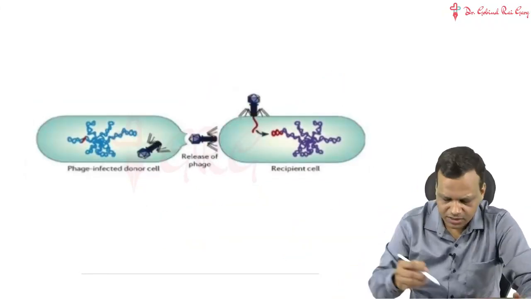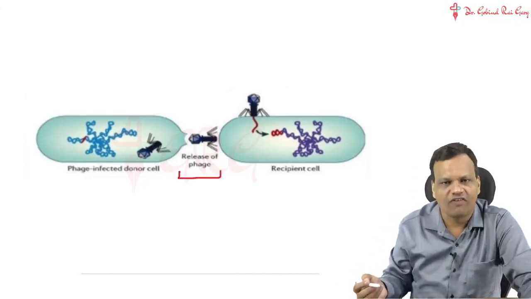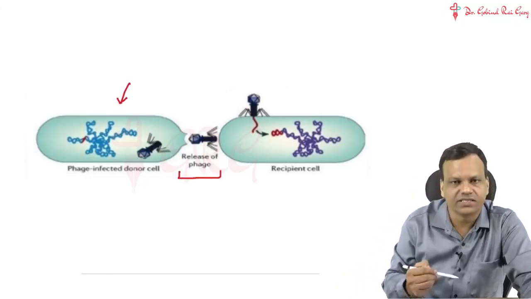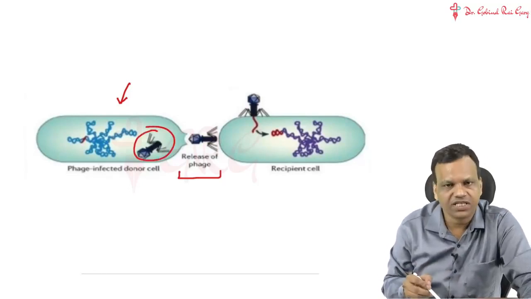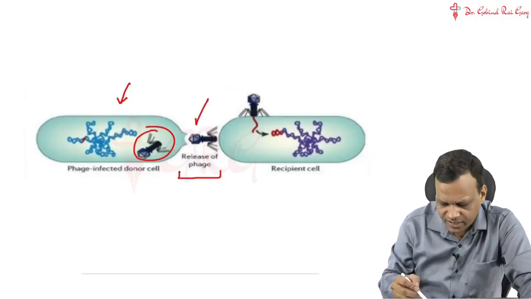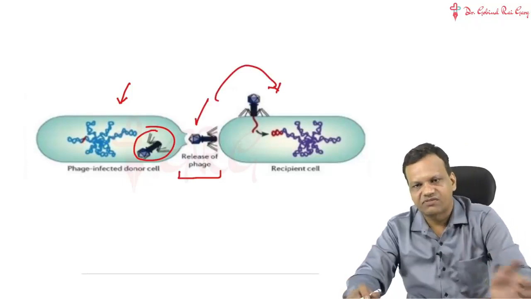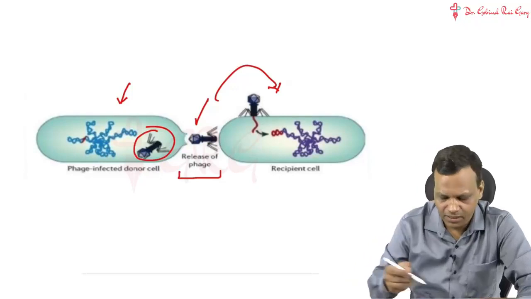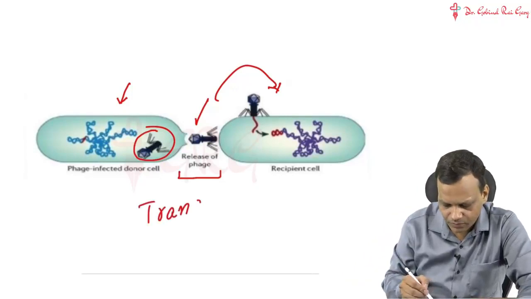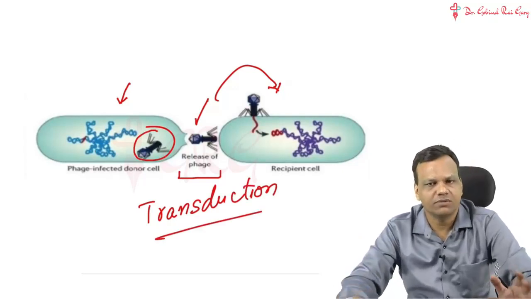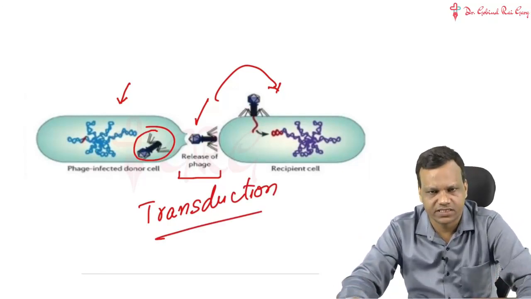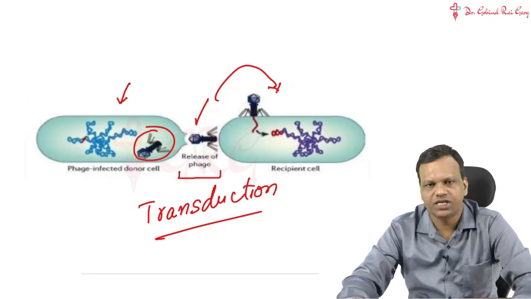The third method is through the help of bacteriophage. The bacteria which is already resistant is infected by a virus called bacteriophage. It takes up the resistance gene, and the same virus infects the other bacteria and transfers the resistance gene to that bacteria. This is known as transduction. So the three methods of horizontal transfer of drug resistance are conjugation, transformation, and transduction. Conjugation is most common, transformation is least common.